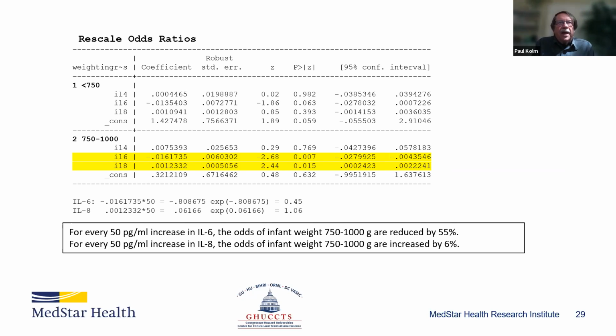And if I exponentiate that, it turns out I get an odds ratio of 0.45. Then I can do the same thing for IL-8: take it times 50, exponentiate that regression coefficient, and I get an odds ratio of 1.06. And so my interpretation here is that for every 50 unit increase in IL-6, the odds of infant weight being between 750 and 1,000 grams are reduced by 55%, a fairly huge change. And for every 50 unit increase in IL-8, the odds of infant weight being 750 to 1,000 grams are increased by 6%.